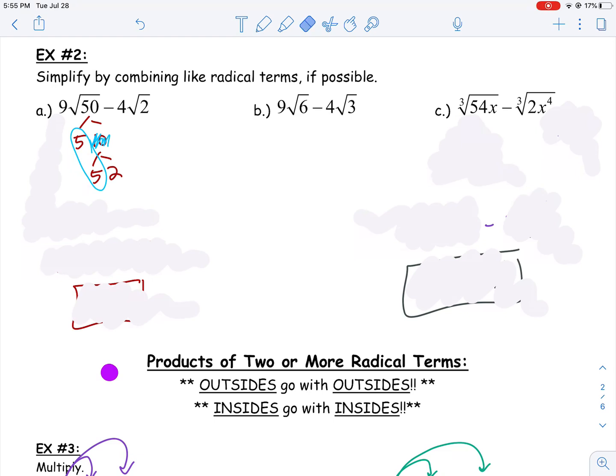Don't forget you also have that 9 that's still in front. So you have a 9 in front. You also have a 5 outside. Remember, we multiply those together, and then we have the lonely 2 on the inside. So I really have 45 rad 2 minus 4 rad 2.